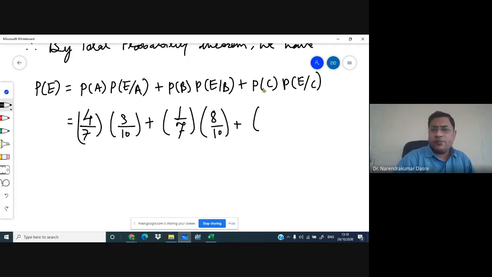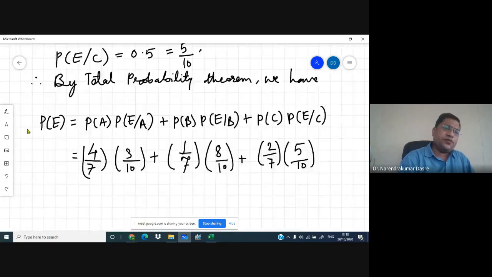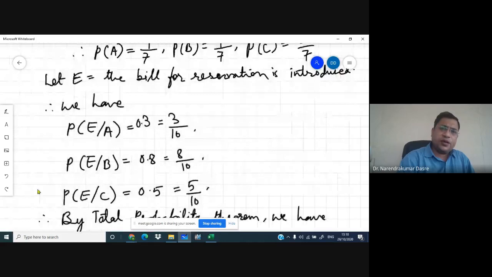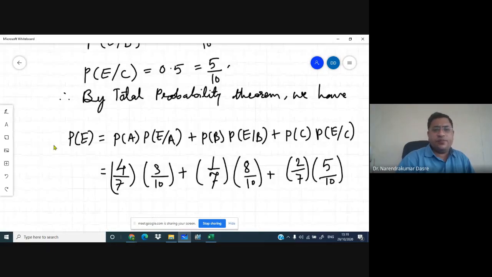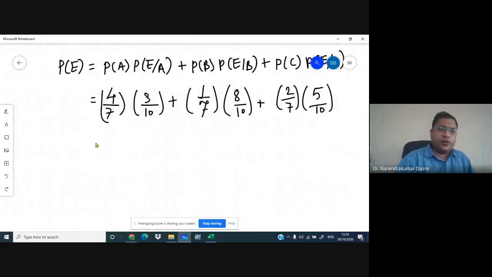What is the probability that C will become education minister and he will introduce the bill? So it is going to be 5 by 10. So all the probabilities: 4 by 7, 3 by 10, 1 by 7, then 8 by 10, 2 by 7, and 5 by 10. So that should be done.